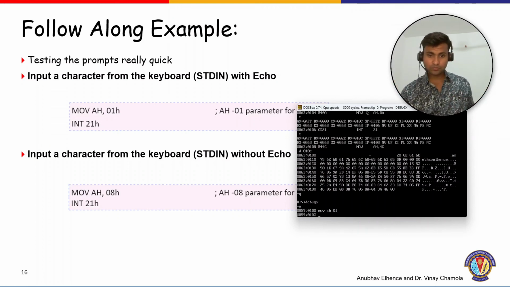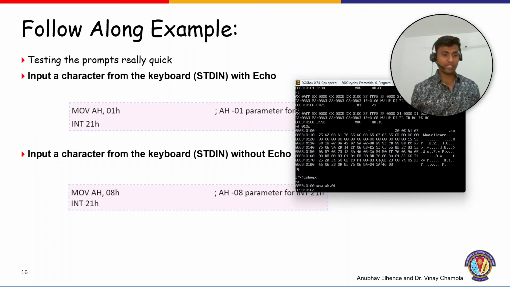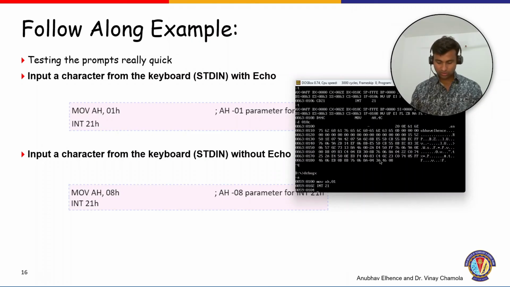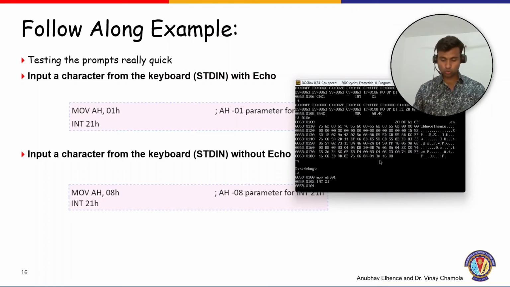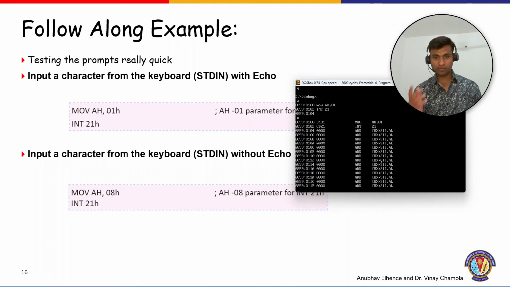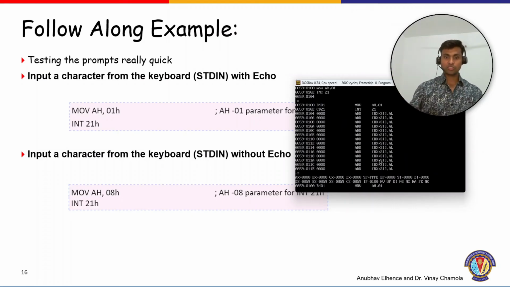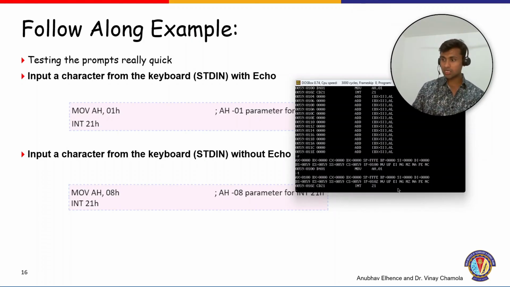Anyways, so here we are, move AH, 01, and now I'll type int 21. These are the two commands which I want to execute. I'll go to my unassembler view and look at these two commands. If I check, the instruction which will be loaded next is move AH, 01. Let me execute that using the T command, and AH is loaded with 01.